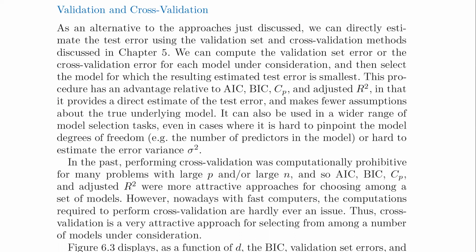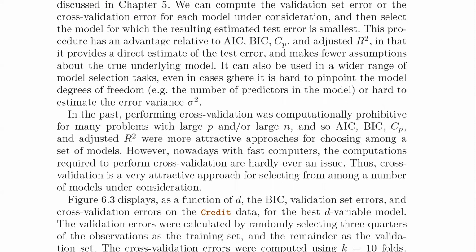This procedure has an advantage relative to these 4 metrics in that it provides a direct estimate of the test error and makes fewer assumptions about the true underlying model. It can also be used in a wider range of model selection tasks, even in cases where it is hard to pinpoint the model degrees of freedom. What do we mean by degrees of freedom? That's what we have in the parentheses over here, the number of predictors in the model, or hard to estimate the error variance sigma squared.